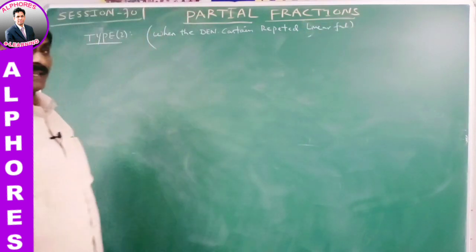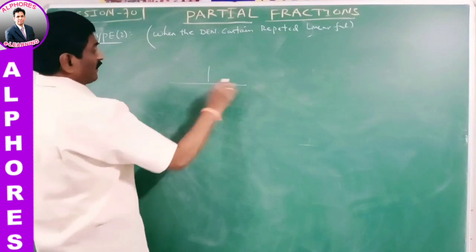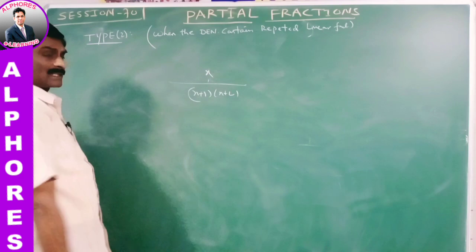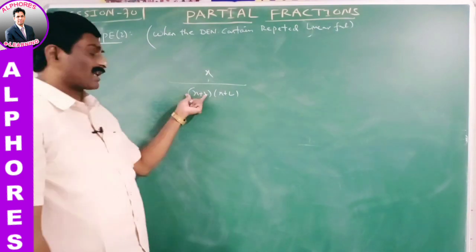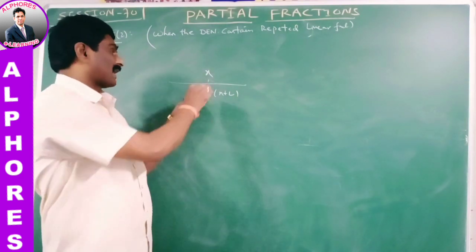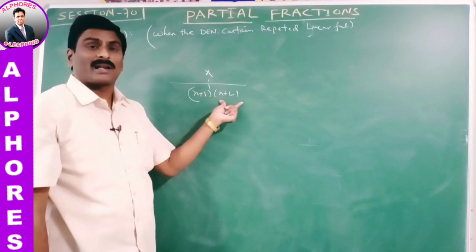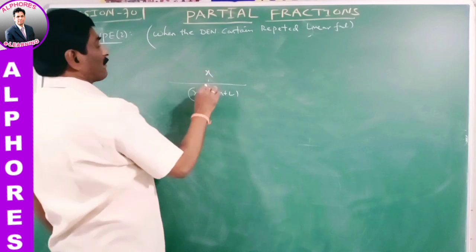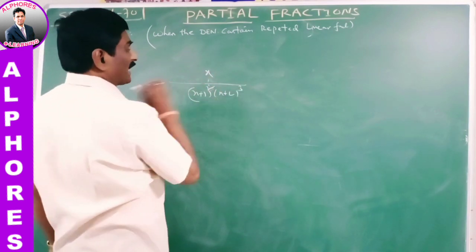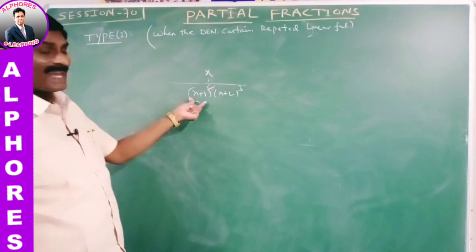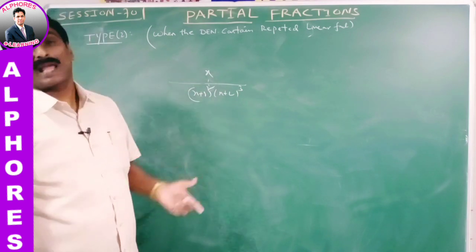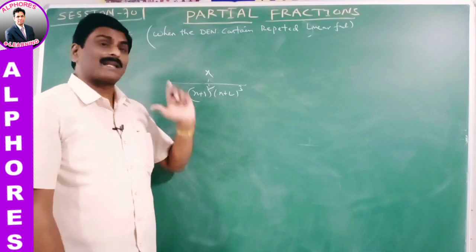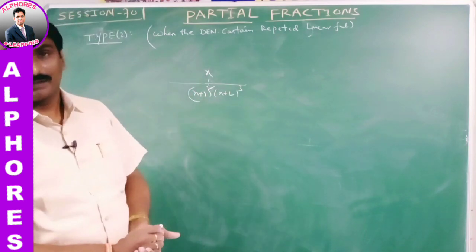What are the repeated linear factors? Suppose the problem is in this way: 1 by x plus 1 into x plus 2. Here x plus 1 is one of the linear factors. It is non-repeated, only one time. Its power is 1. X plus 2 is non-repeated. So a by x plus 1 plus b by x plus 2. Suppose the problem is in this way: a by x plus 1 whole square, b by x plus 2 whole cube. In this case, x plus 1 is repeated 2 times. It is said to be a repeated linear factor. X plus 2 whole cube means x plus 2 is repeated 3 times. It is said to be a repeated linear factor.